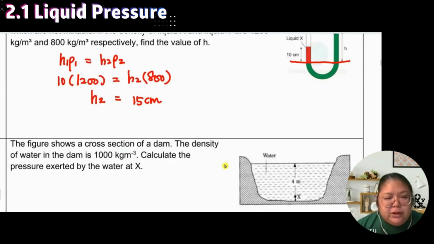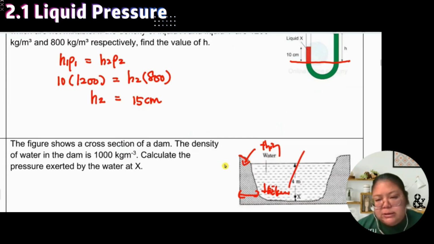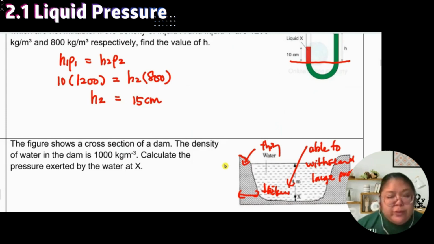Number 8, the figure shows the cross section of the dam. Upper part is thin, okay, lower part they make thicker. Okay, the reason is to withstand water pressure. Because the water pressure is very high, they must make it thicker.